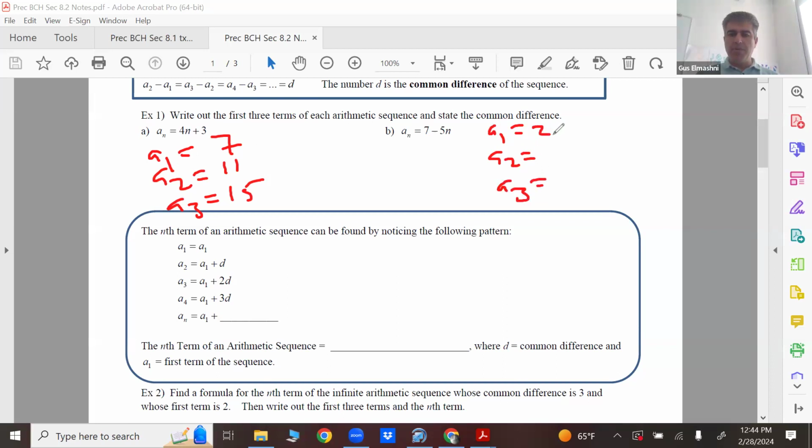A1 here is 2, negative 3, and then negative 8. Let's say A1, A2, and A3.